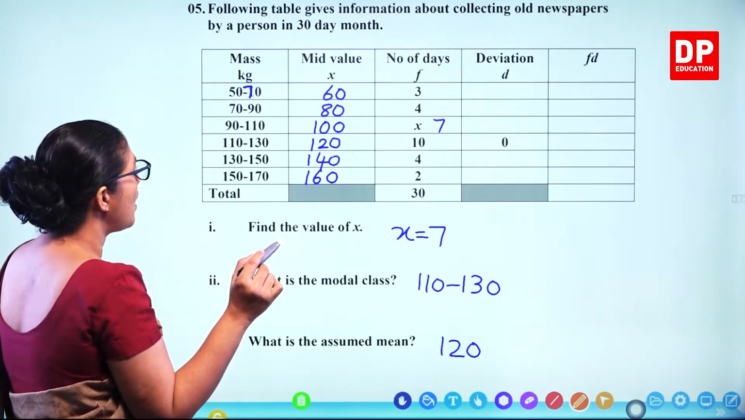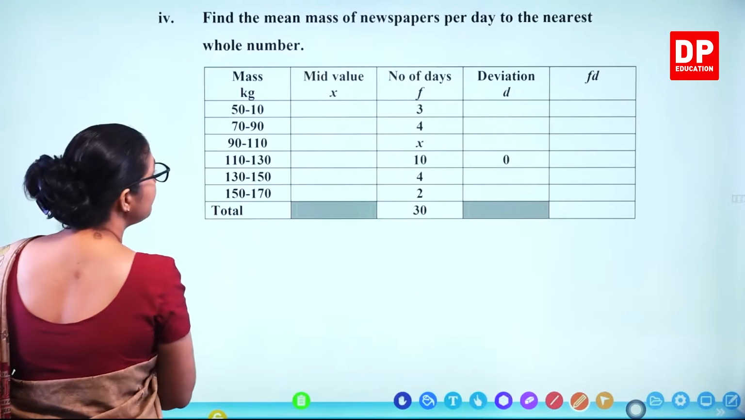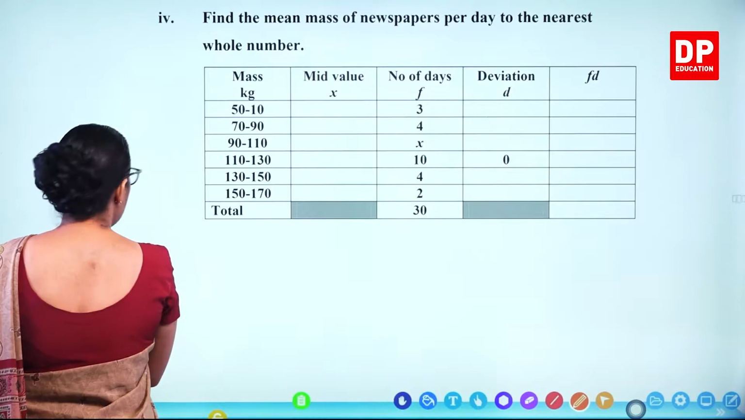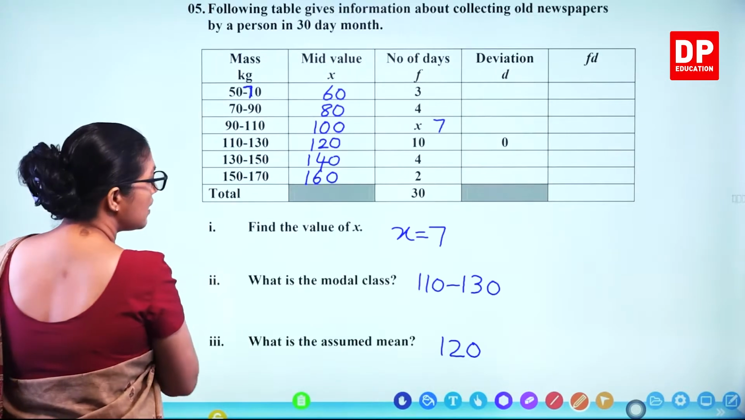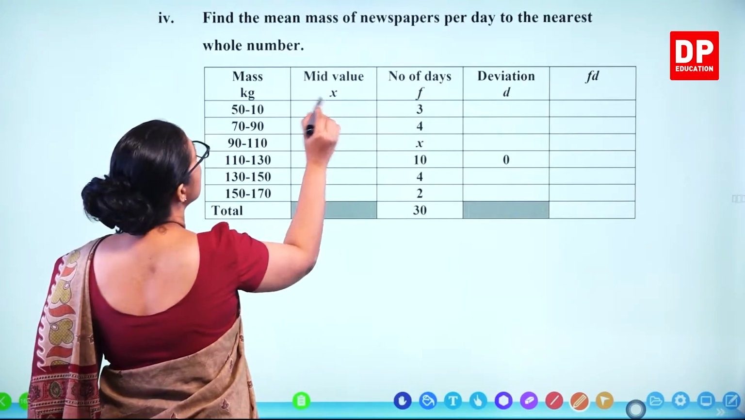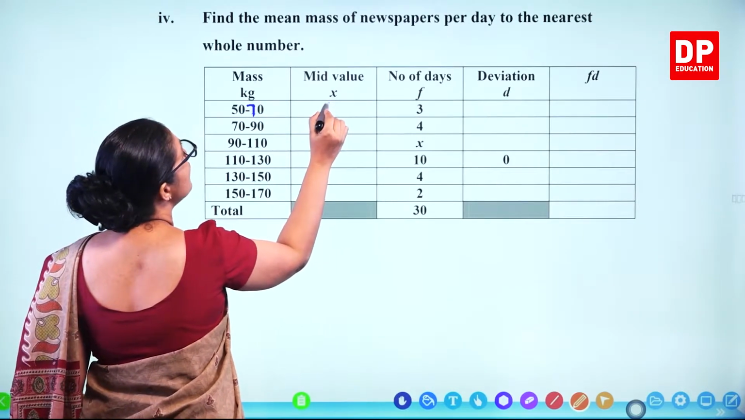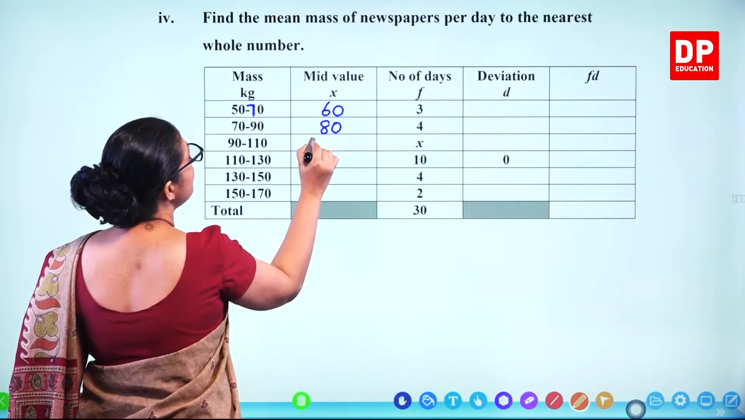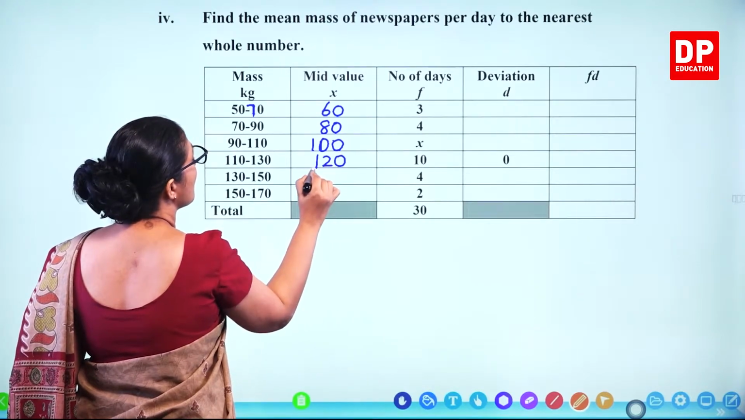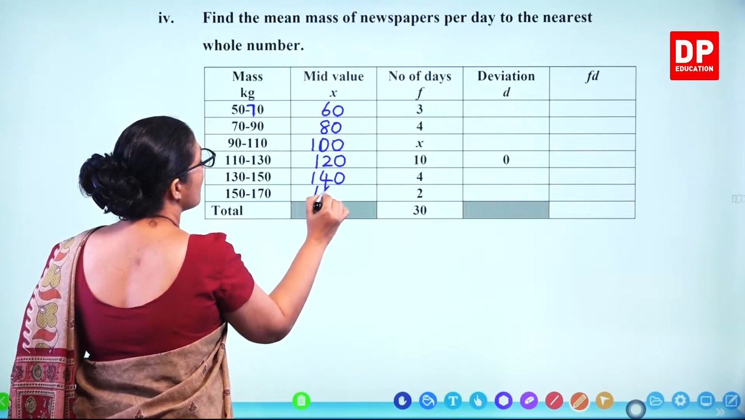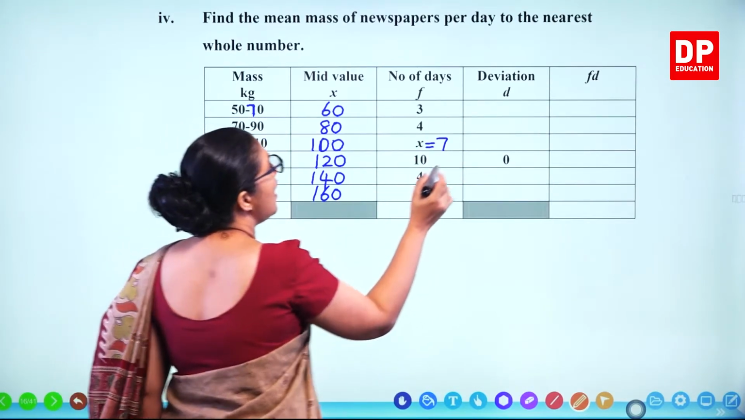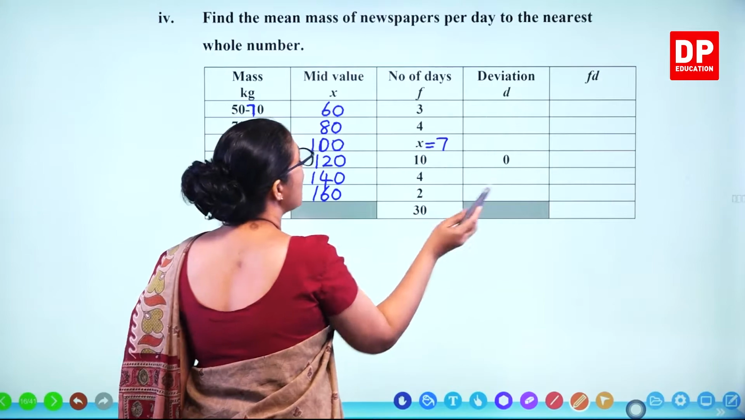And then the next one, it says find the mean mass of the newspapers. So we have to fill the table. So we'll do that. I'll quickly write down the values there. And here we found x equals 7 and deviation is 0. Okay, so you have to subtract.